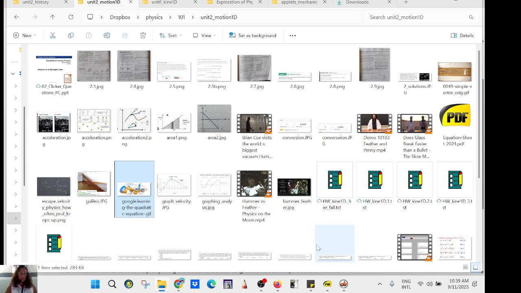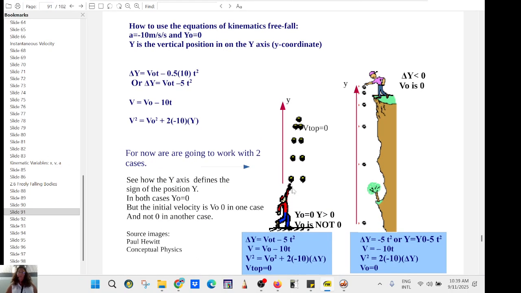Okay, so here we stopped. These are the two free fall situations we can have. We neglect air resistance. Acceleration is always negative 10 at all times. So that means you throw something in the air, it's going to slow down, speed up. Or you just drop something. If you drop something, initial velocity equals 0, and then it's going to speed up. Every second it's going to go further down.